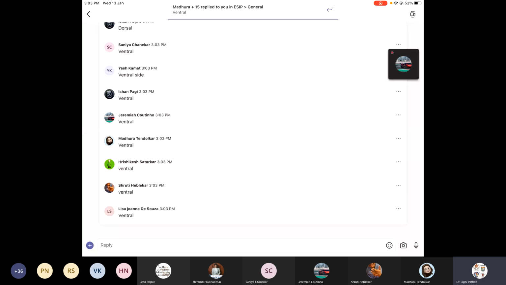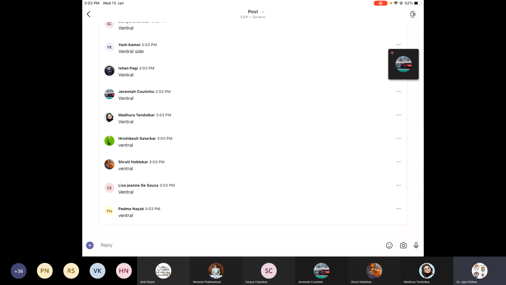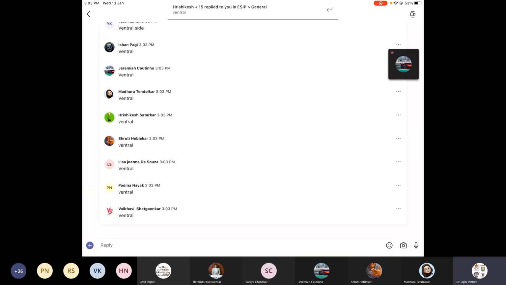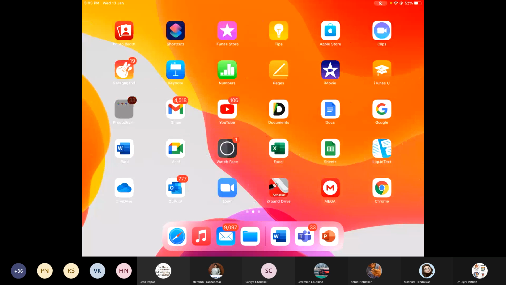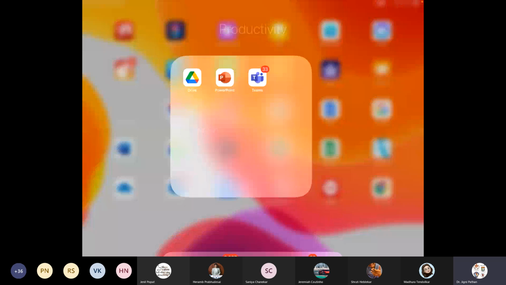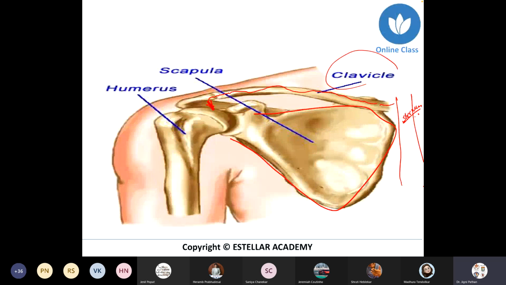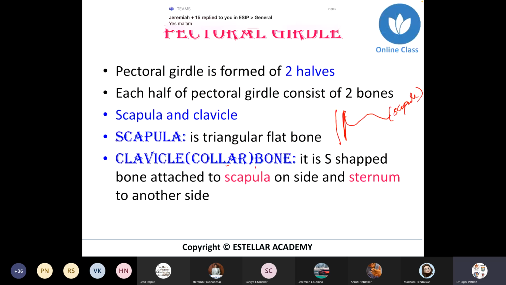So, do you all agree it's on the ventral side? Did you all find your clavicles? Did you touch the clavicle bone? Okay, fine. Next. So, please write down this. Please write it down.